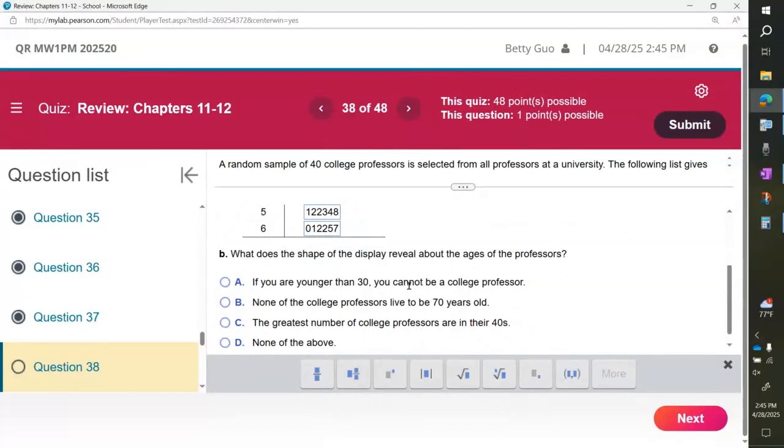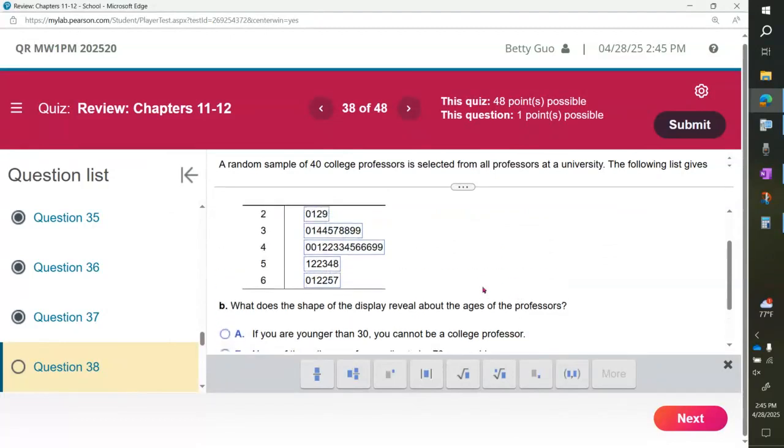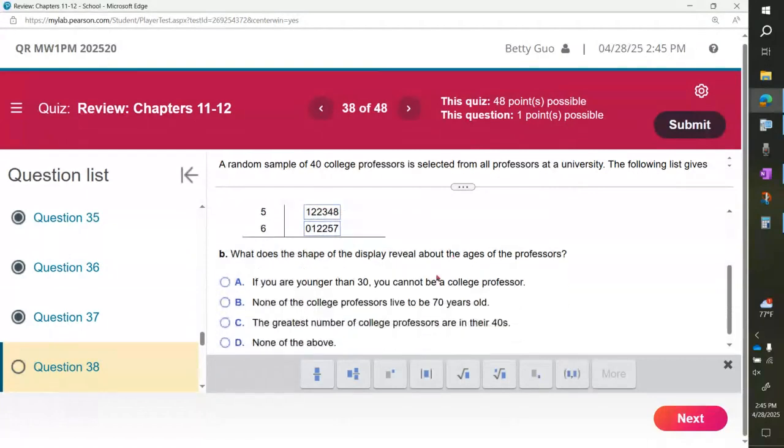What does the shape of the display reveal about the ages of the professors? Well, most of the professors are in their 30s and 40s. If you are younger than 30, you cannot be a college professor. That sentence is a false statement, by the way. None of the college professors live to be 70 years old.